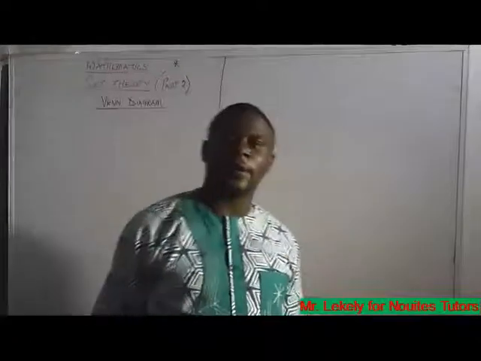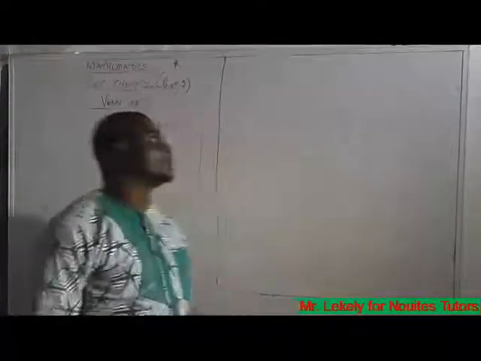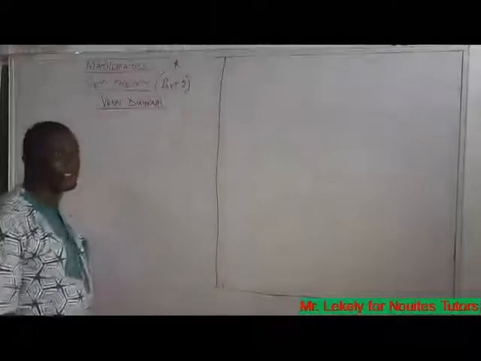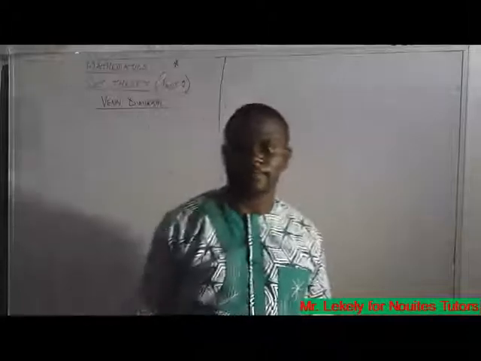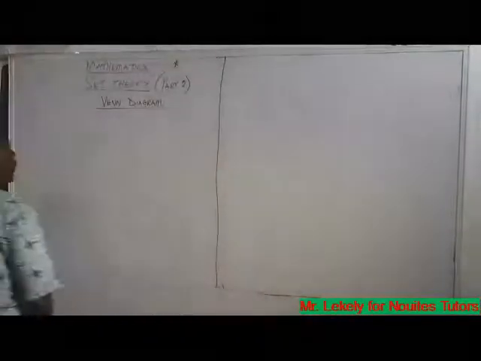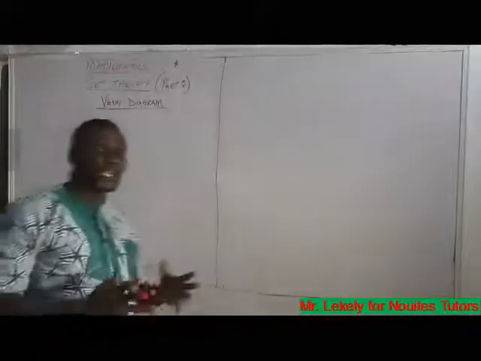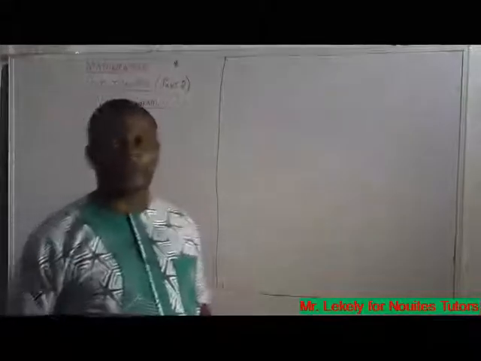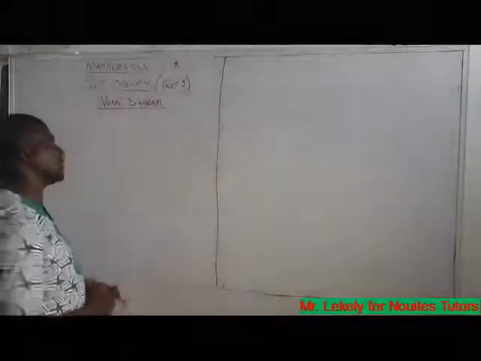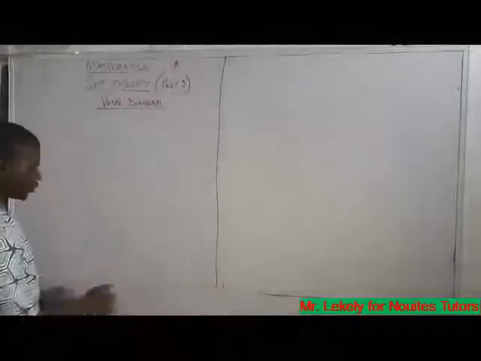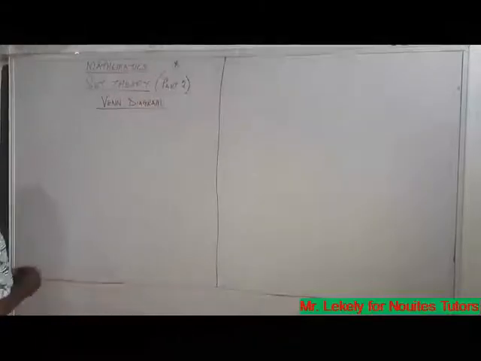Okay, welcome back. So look at part 2 of set theory, and of course in part 2 of this set theory we are looking at Venn diagrams. A Venn diagram is a diagrammatic expression used to express set theory. Now, I will go straight to the point. I will not want to waste my time on that.